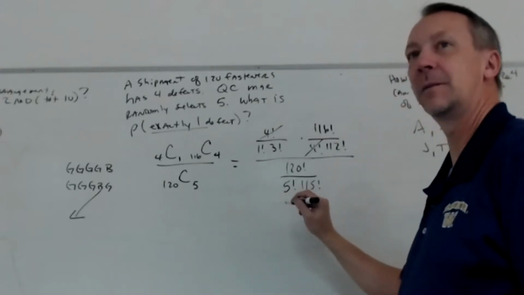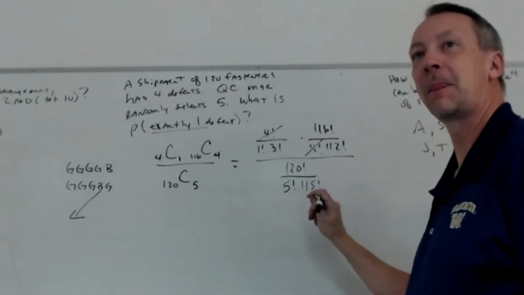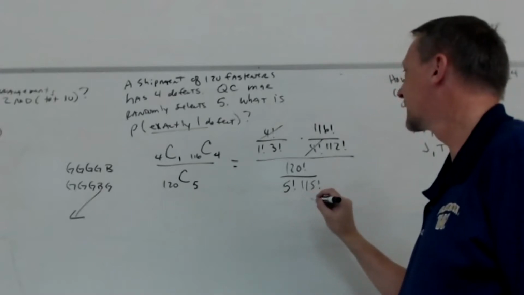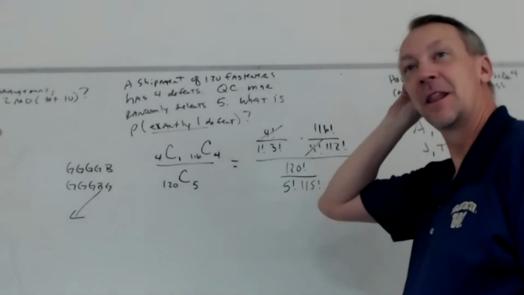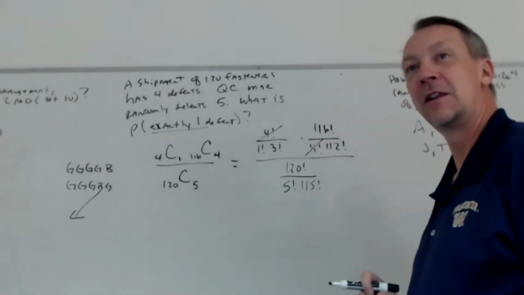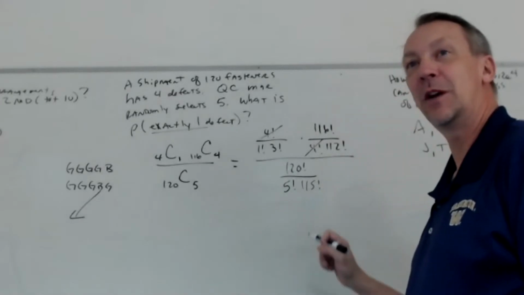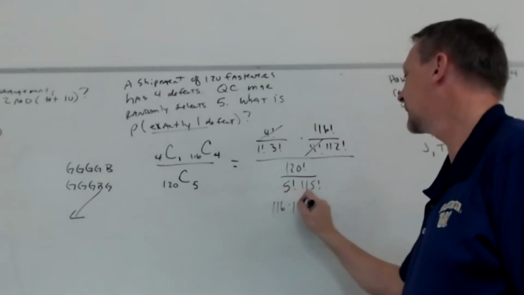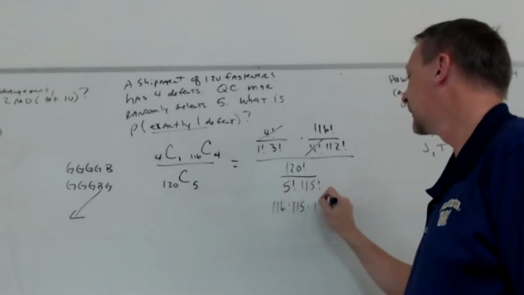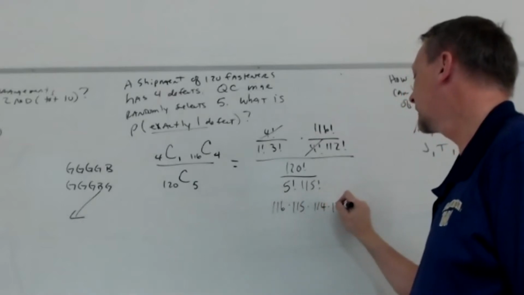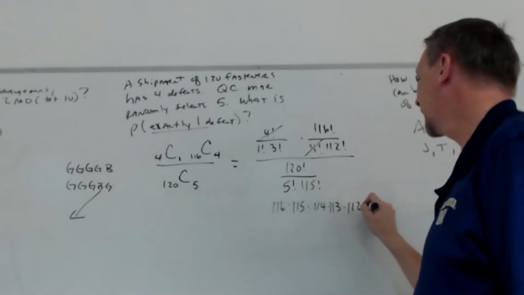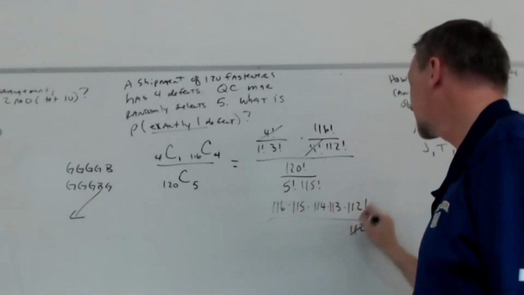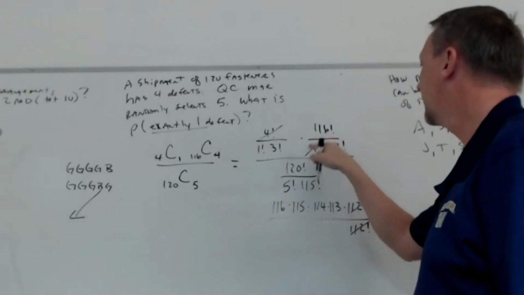Can you just simplify 116 over 112, whatever that gets you? Yeah, if you do it right. So tell me what to write. 116 times 115, all the way down to 114, 113 times 112 factorial over 112 factorial. So those cancel. I've already canceled that.